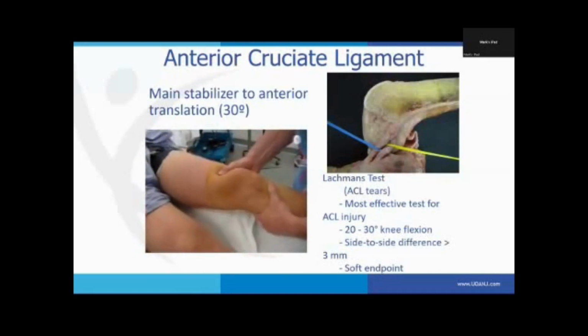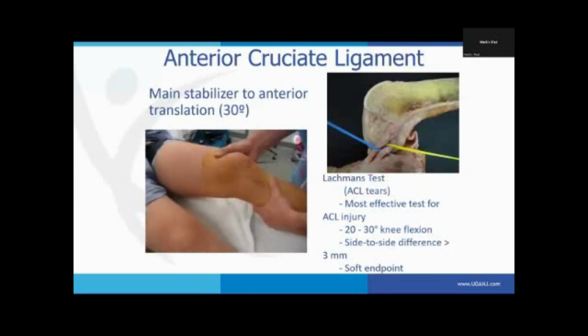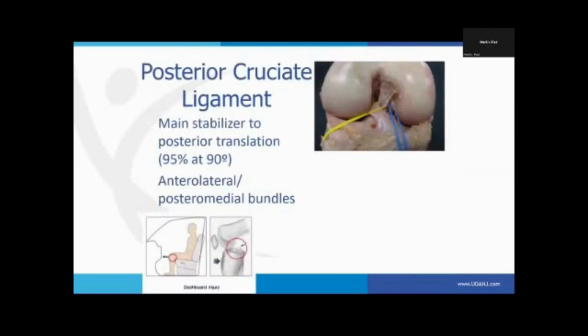Our Lachman's test, I think we're all pretty familiar with that. This patient has a pretty obvious one. This patient required a revision ACL, and this was their OR examination. So at 30 degrees, you're checking for anterior translation of the tibia on the femur, and you want to know if there's a firm endpoint or if there's a soft or mushy endpoint, or just sort of keeps going. Then we know that the ACL is probably injured.